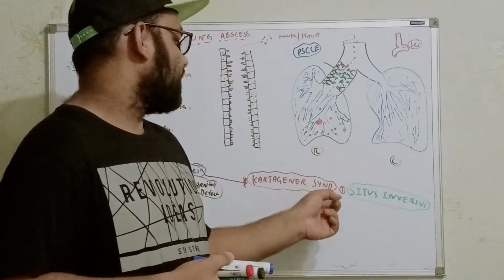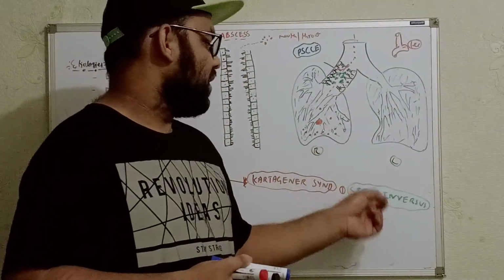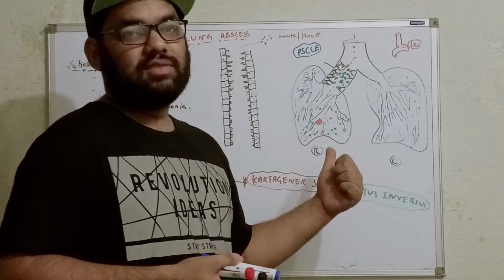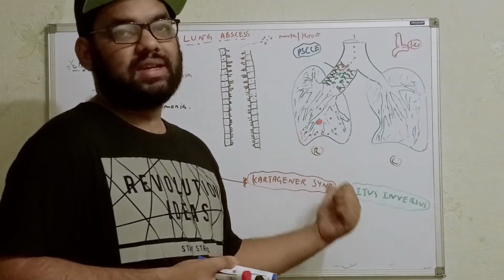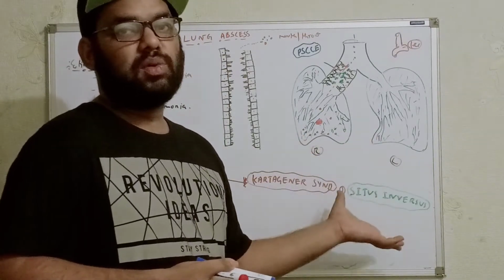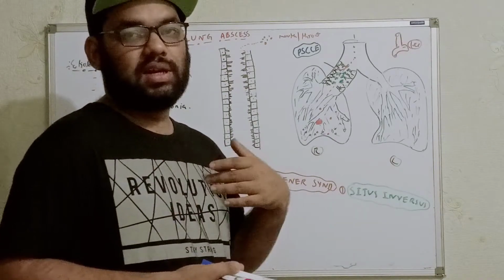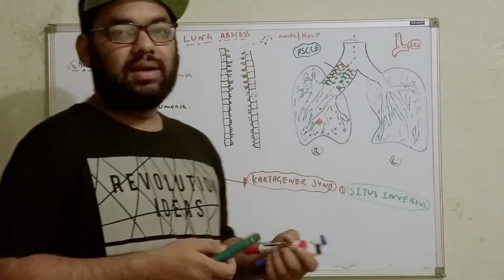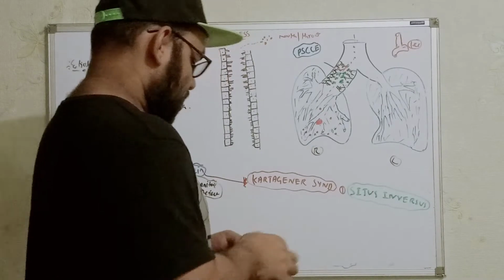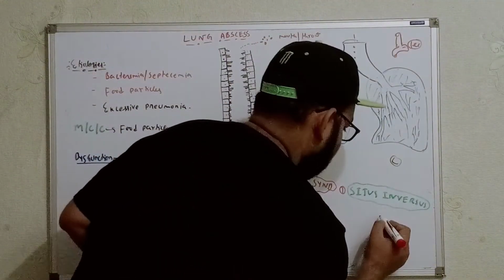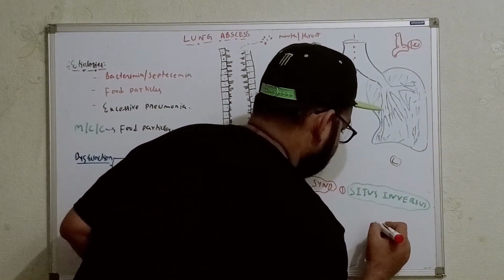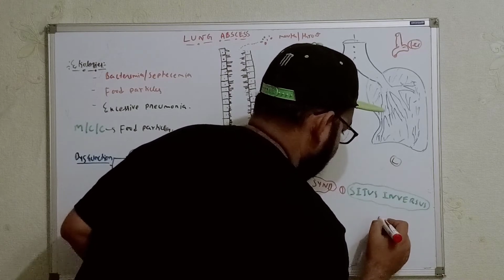Okay, in terms of Kartagener syndrome, if we say situs inversus over here, for the lacking functions, the deficiency of the ciliary actions, the heart will not be able to go from the right side to the left side. So this thing is known as what? Dextrocardia.